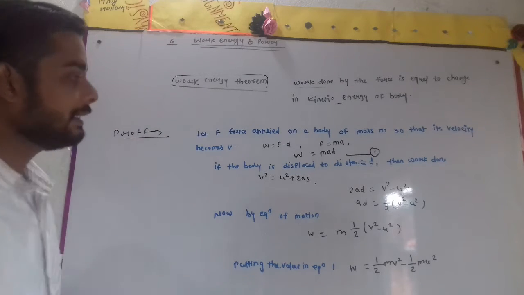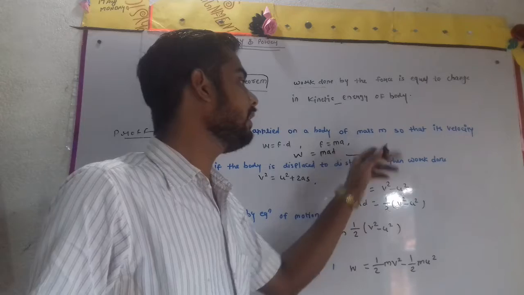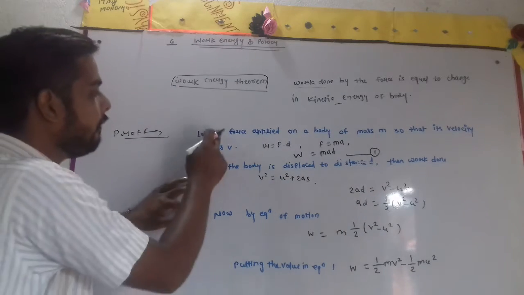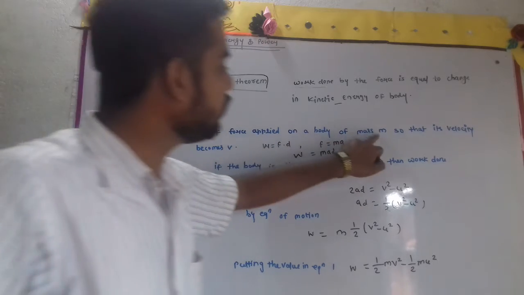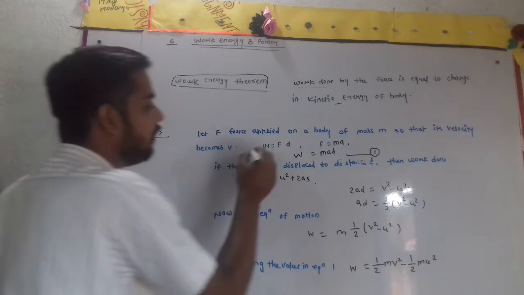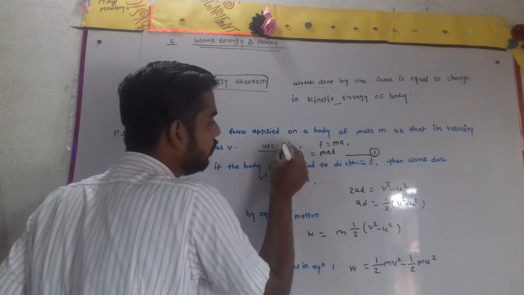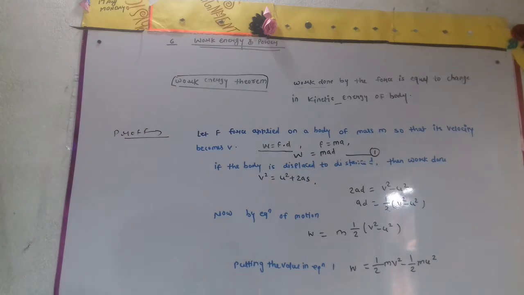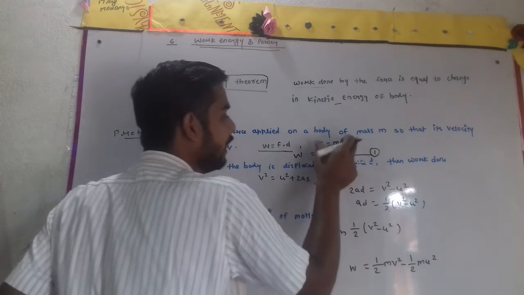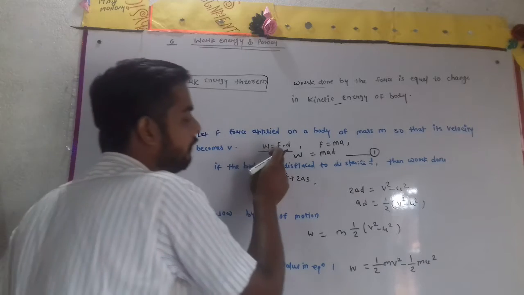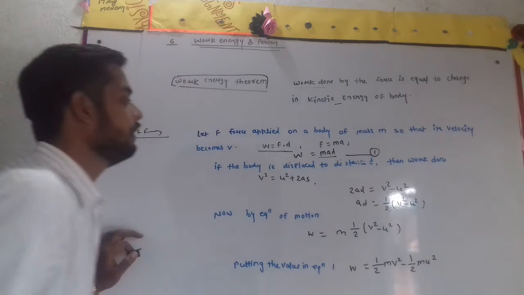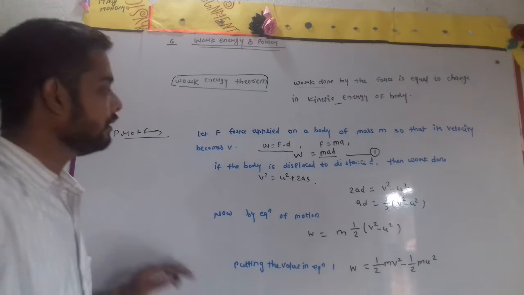So let's say force F is applied on a body of mass m. Suppose that we are applying capital F force, and the mass of the body is small m. Then we know that by the definition of work, W equals force into displacement. Also by Newton's law we know that F equals ma. So we will put ma in place of F, and W equals mad. This is very simple.